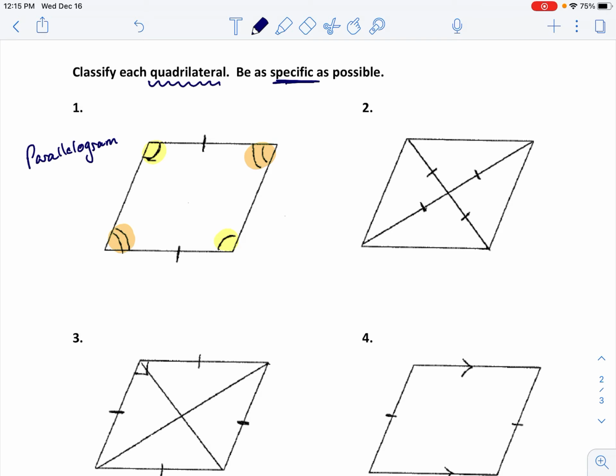And there's nothing here that says the four sides are congruent and the four angles are congruent. So actually parallelogram looks to be as far as we can go, just because the opposite angles were congruent. And that's okay. Sometimes that's as specific as we can get.